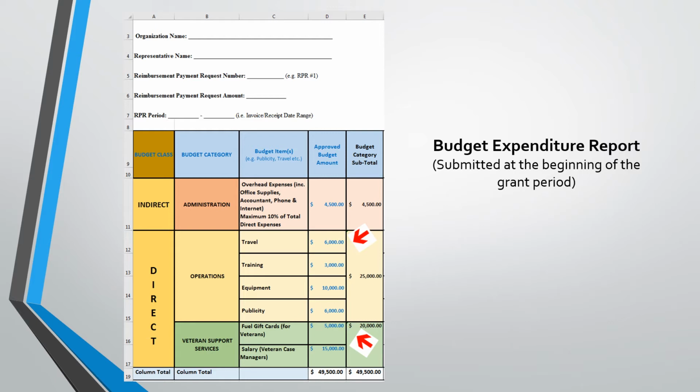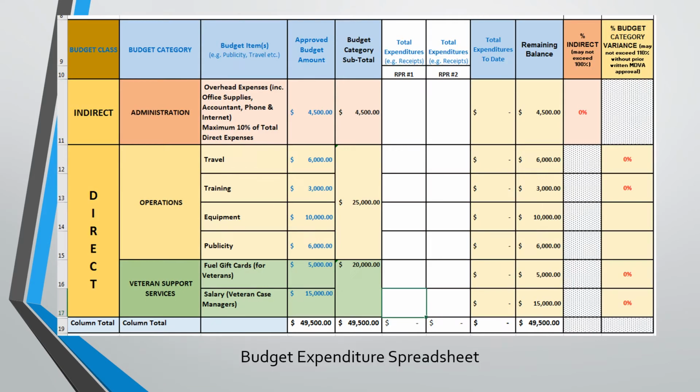Also, remember the amounts in this example. For travel, $6,000, and the fuel cards for $5,000, because I'm going to be referring to it a little later. The budget expenditure spreadsheet that will be submitted will show the original budget in the left 5 columns. And you can see here that the left 5 columns are the same as the budget expenditure report that we just looked at.